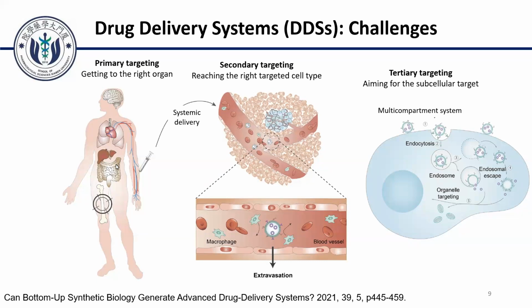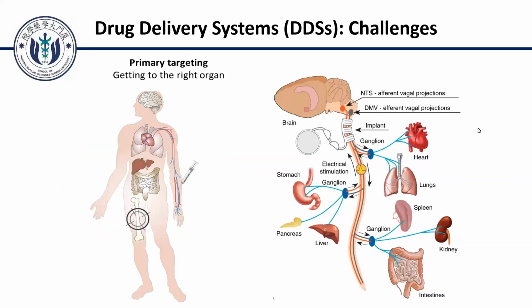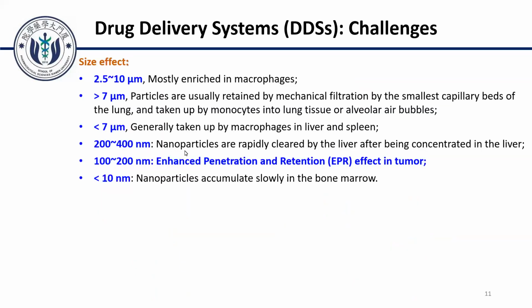So first of all, a drug needs to get to the right organ, right? It needs to get to the right organ to play its role. In this case, the physicochemical properties of the drug play an important role in affecting its biodistribution. Take size as an example. The physicochemical properties of a drug include size, shape, and the material itself, which affect the biodistribution. We can see that different sizes result in different destinations.